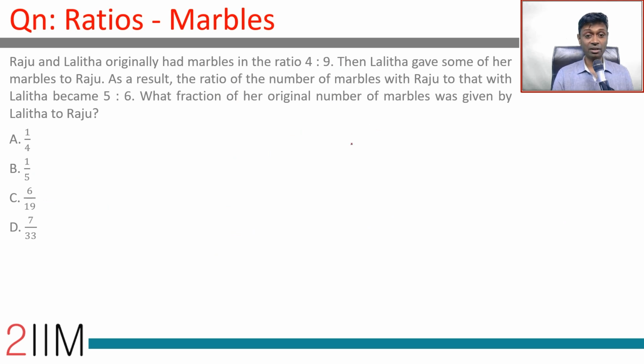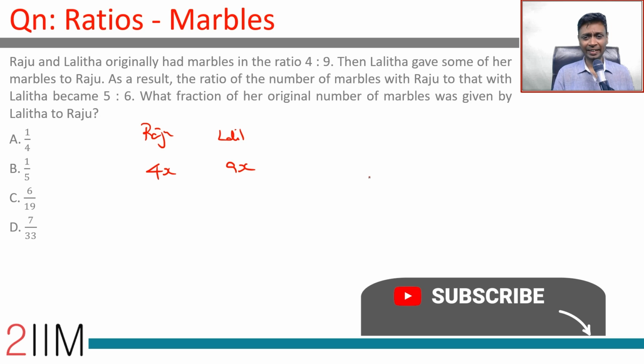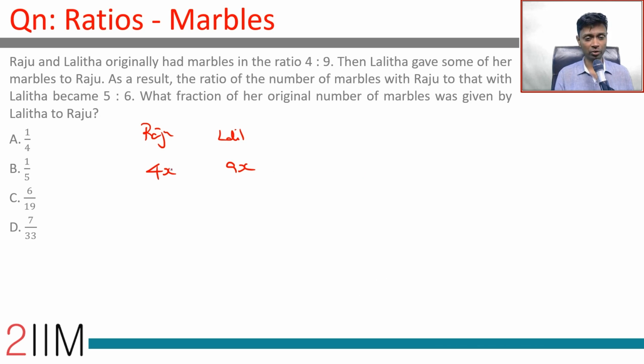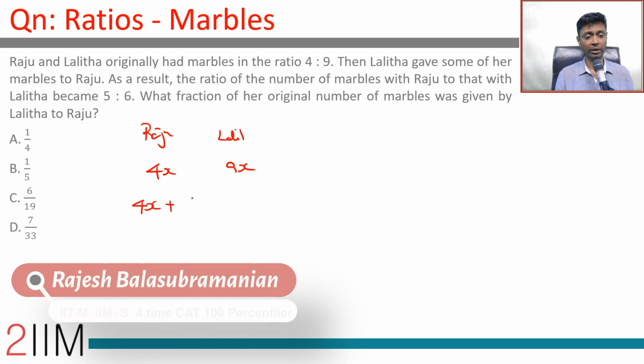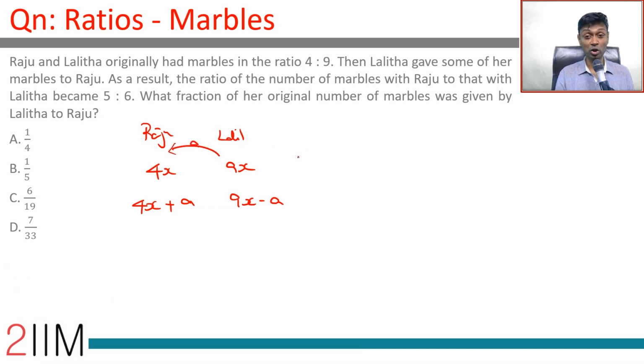Raju and Lalita originally had marbles in the ratio 4:9. Raju, Lalita, 4:9, 4x, 9x. Then Lalita gave some of her marbles to Raju. That means Raju will end up having some more, Lalita will have some less. Let's say Lalita gives A marbles to Raju. As a result, the ratio of the number of marbles with Raju to that of Lalita becomes 5:6. What fraction of her original number of marbles was given by Lalita to Raju? She gave away A out of 9x, or we are looking to find A/9x.